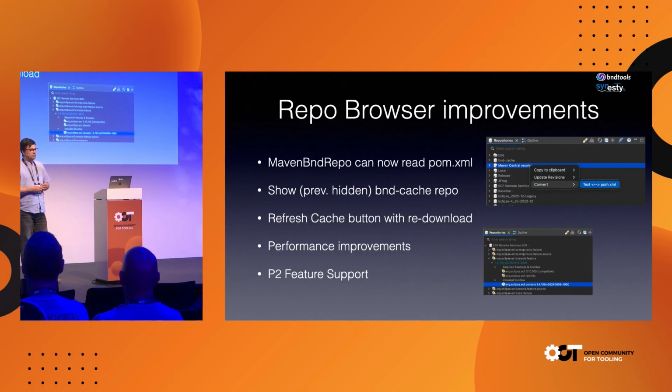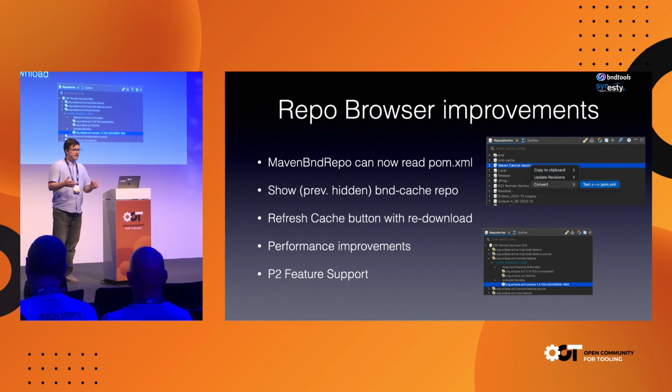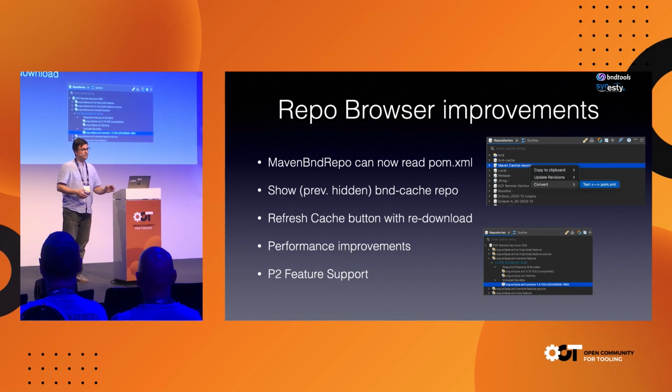The repository browser. It's a view inside Bnd tools which shows you all your repositories. One of the cool things we added is that the Maven-Bnd repo, which is a Maven-based repository, now can be maintained as a pom.xml file. Before, you had a flat file, which had one Maven coordinate per line. It's nice and compact. The problem is, tooling doesn't understand it, like Dependabot. So this is quite cool. We can now maintain our dependencies in a pom, and Dependabot can automatically update them.